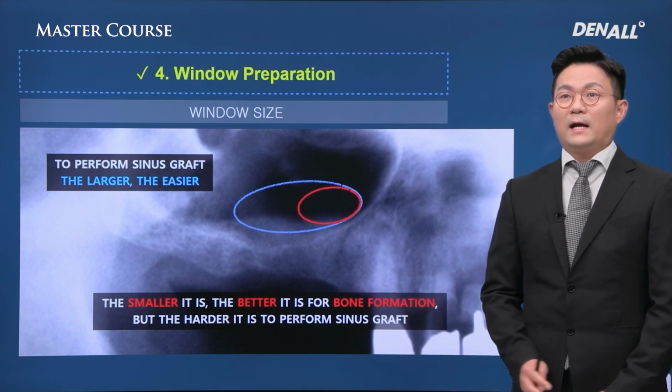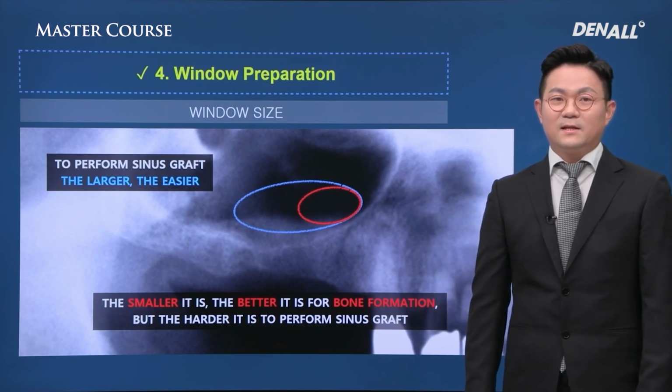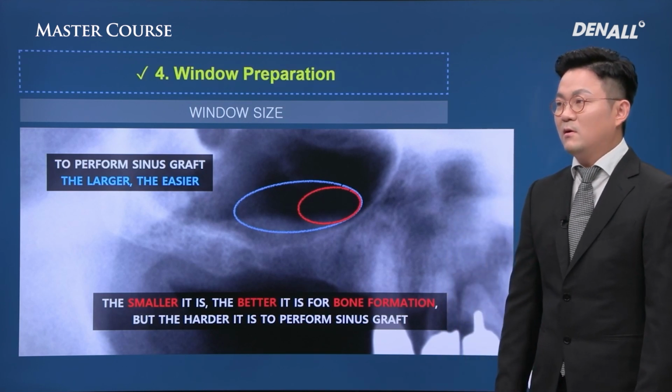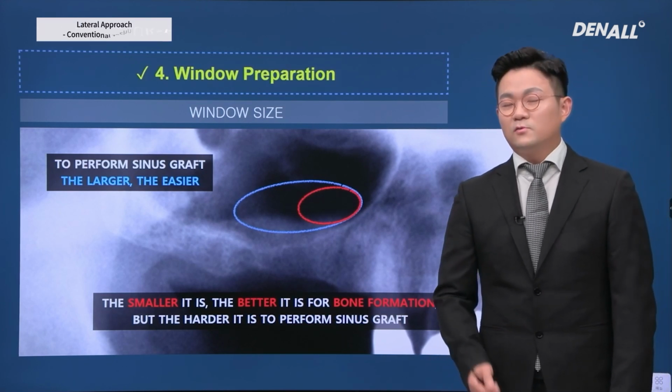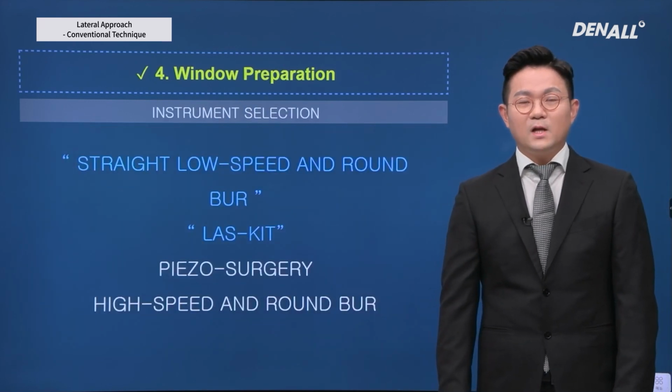But the smaller the window, there is more bony wall on the inside, and it's blocked more from the exterior environment, and the literature said it's better for bone formation. So wider in the beginning, but once you become experienced, it's better. My recommendation is that you make the window smaller.